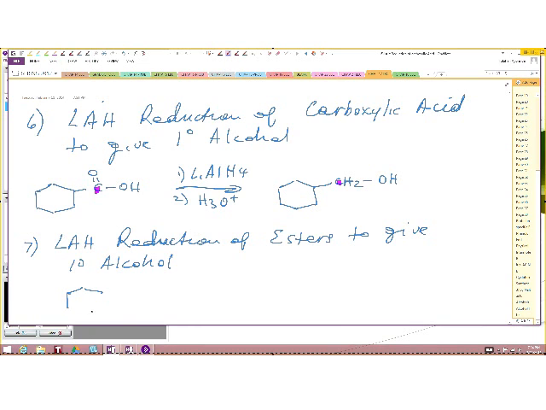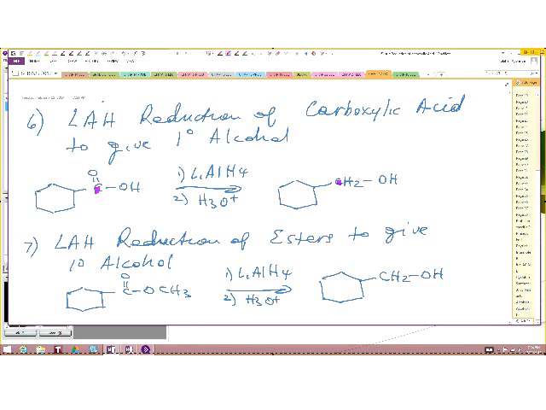Supposing I have this. So I start with that ester, methyl ester. I have lithium aluminum hydride followed by dilute acid. Once again, we get a primary alcohol.